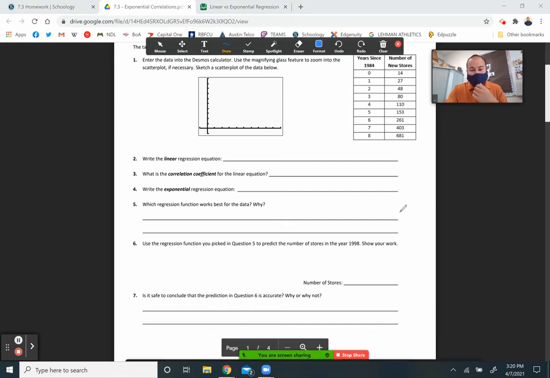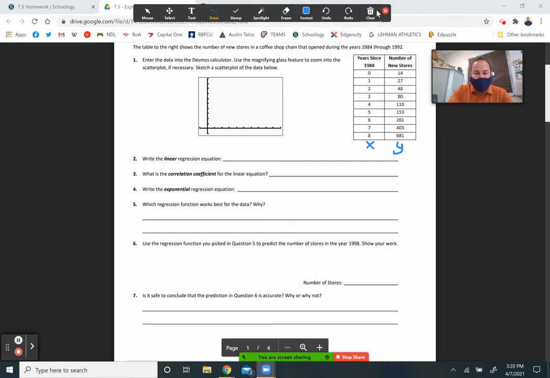Well, first of all, we already know that the years is the x. You might want to label this too. Do this on all the tables. We should have done this at the beginning. The years is x and the number of stores is y from this coffee shop that's exploding. This might be Starbucks. Who knows? All right.